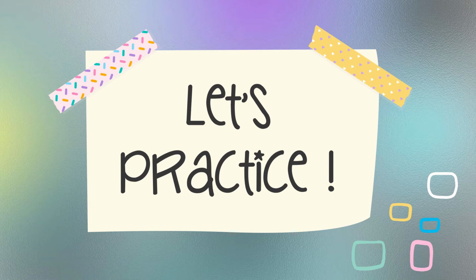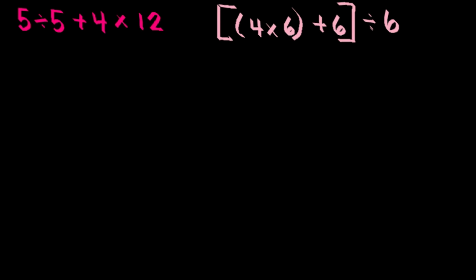Let's do this. So we are going to apply our GEMDAS to these two expressions in order to solve them using the order of operations. So let's look at the first one where we have 5 divided by 5 plus 4 times 12. So as we can see, there's a division, an addition, and a multiplication.